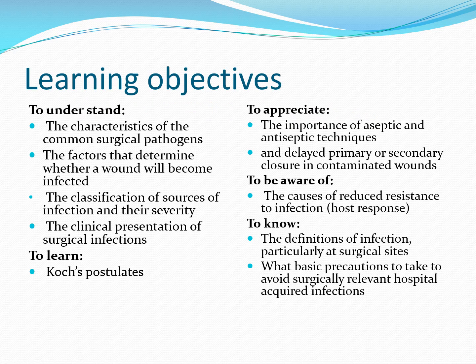The learning objectives are to understand the characteristics of the common surgical pathogens, the factors that determine whether a wound will become infected, the classification of sources of infection and their severity, and the clinical presentation of surgical infection. Also to learn Koch's postulates, to appreciate the importance of aseptic and antiseptic techniques, to be aware of the causes of diminished resistance to infection, and to know the definition of infection and what basic precautions to take to avoid surgically relevant hospital-acquired infections.